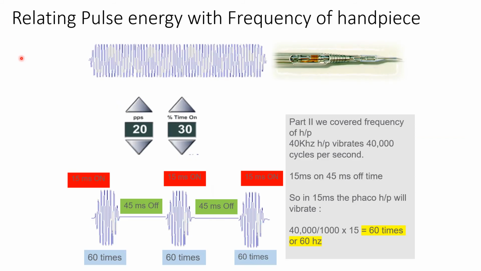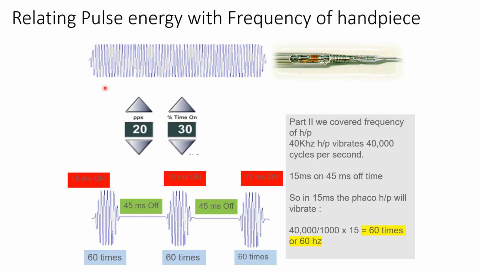Now friends, in this slide, I'm going a little deeper, and this is because I've seen people getting confused between frequency of the handpiece and the pulses of energy delivered inside the eye. So in part 2 of Phaco Basics series, we talked about what is the frequency of handpiece, and we talked about that most handpieces would be around 40,000 kilohertz. That is, per second, they will vibrate for 40,000 times, 40,000 cycles.